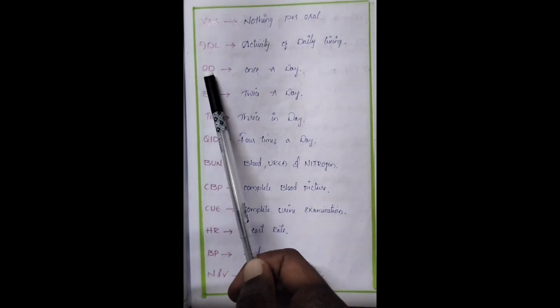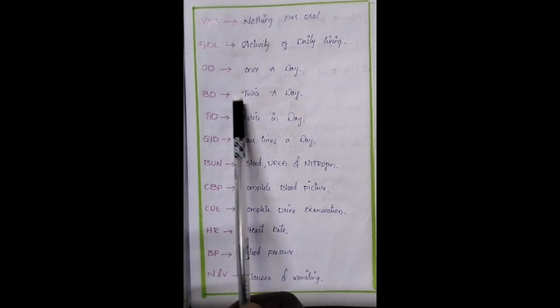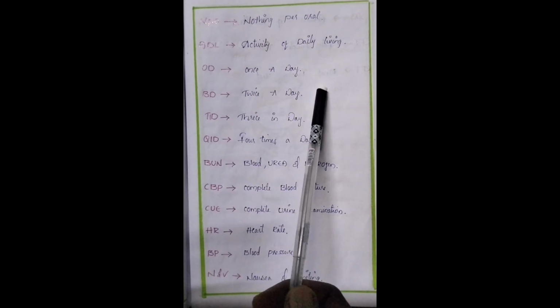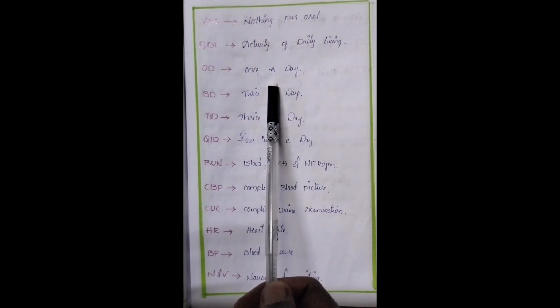Next, OD. OD means once a day. When a doctor prescribes a medication, he writes OD, BD, TID, and QID. OD means once a day. The medication should be taken only one time in a day.